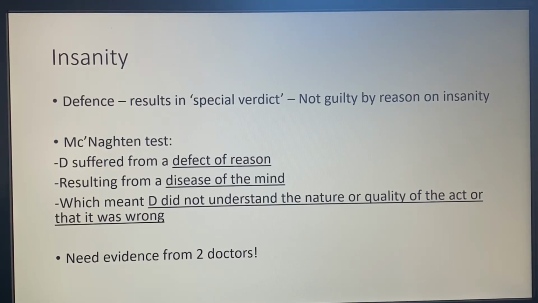And they set out the law as D must be suffering from a defect of reason resulting from a disease of the mind, which meant that the defendant did not understand the nature of the quality of the act or that it was wrong. And obviously you need medical evidence from at least 2 doctors to demonstrate that, particularly the defect of reason from a disease of the mind part, and the fact you didn't understand the nature of the quality of the act or that it was wrong. So you're going to need psychiatric evidence generally for that.